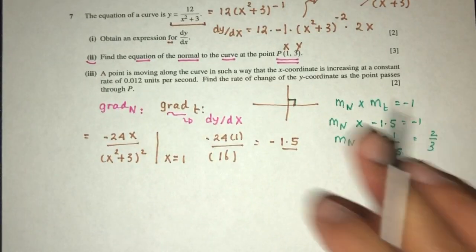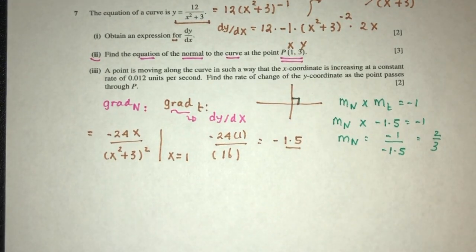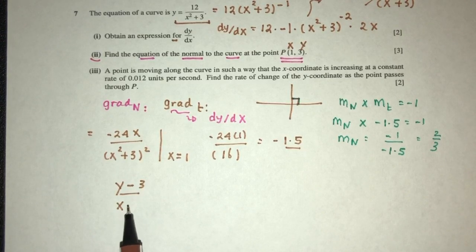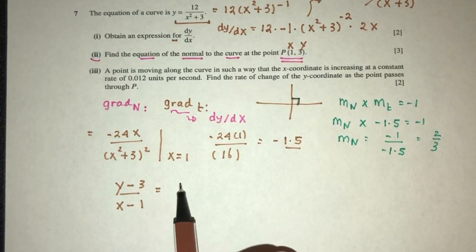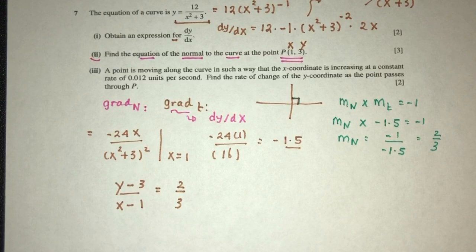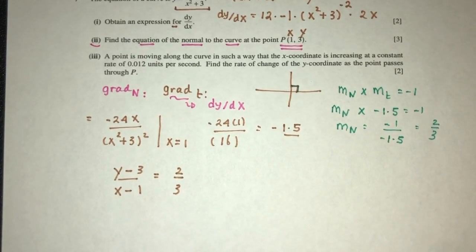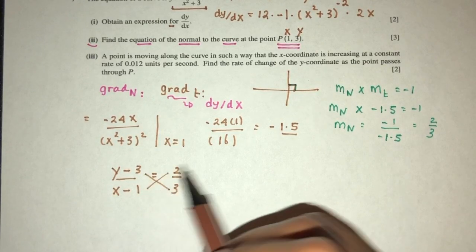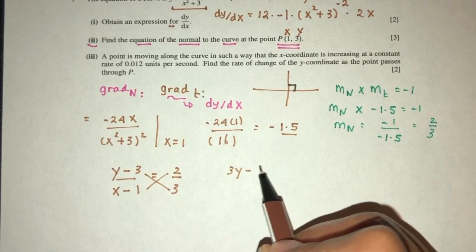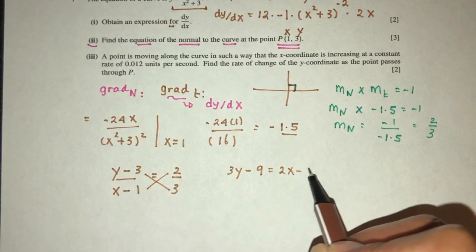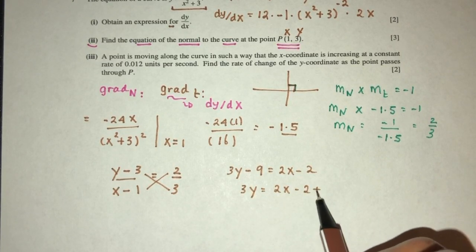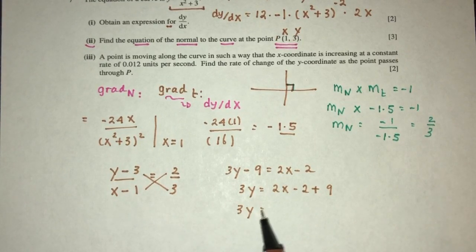Now you have the gradient, you have a passing point, you can find the equation pretty easily. So y minus this corresponding value, 3, over x minus this corresponding value is equal to the gradient. Now again, this is just the method that I use to find the equation of a straight line. If you have your own method, you can use your own method as well. Cross multiply, you will have 3y minus 9 is equal to 2x minus 2. 3y is equal to 2x minus 2 plus 9. So 3y will be 2x plus 7.